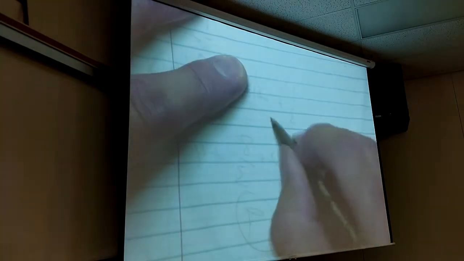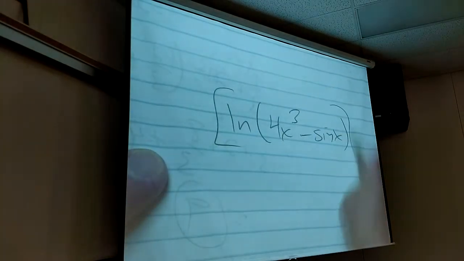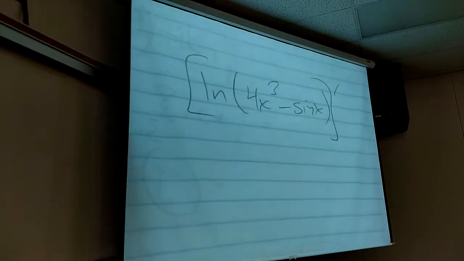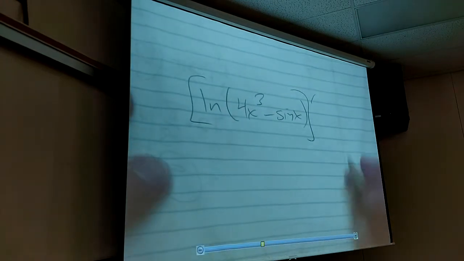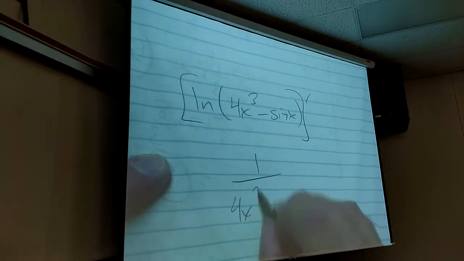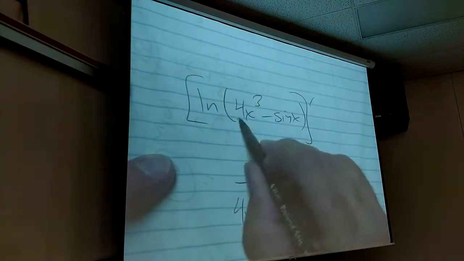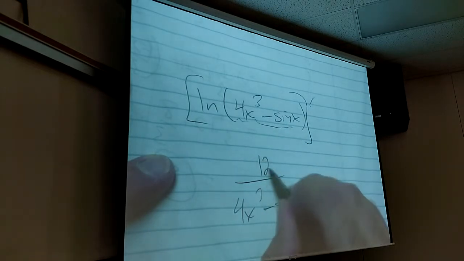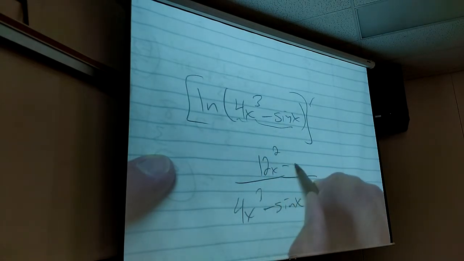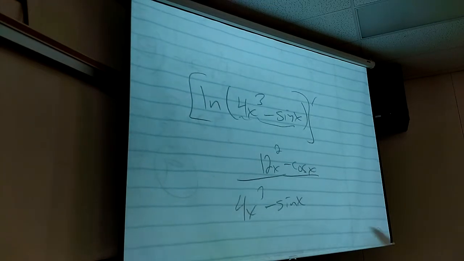Watch this. This is so cool. Help me out with this. What is the derivative of natural log of 4x cubed minus sine x? What is this guy's derivative? What's the derivative of ln of anything? 1 over that thing, times the derivative of the inside, which will be 12x squared minus cosine x. Is that cool? So then, this question is stupid easy now.